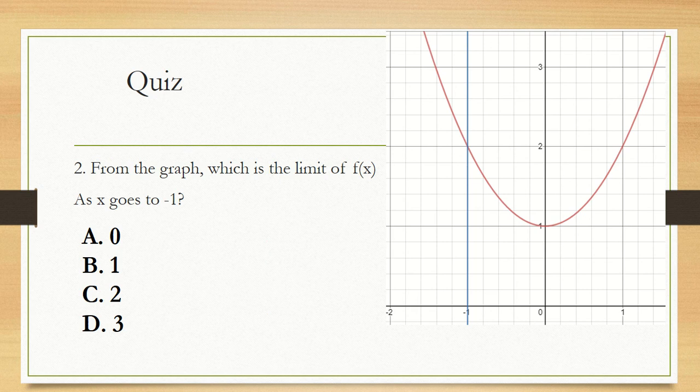Number 2, from the graph, which is the limit of f of x as x goes to negative 1. So, kung papunta ng negative 1, tingnan natin, mag-intersect sila sa positive 2. So, the answer is letter C.